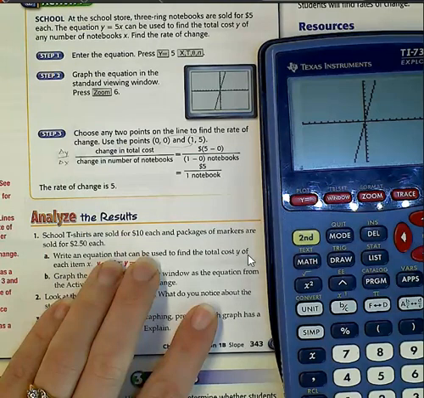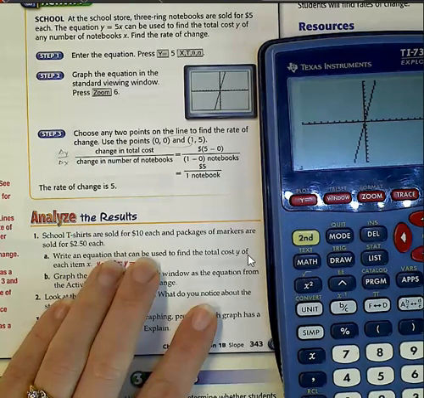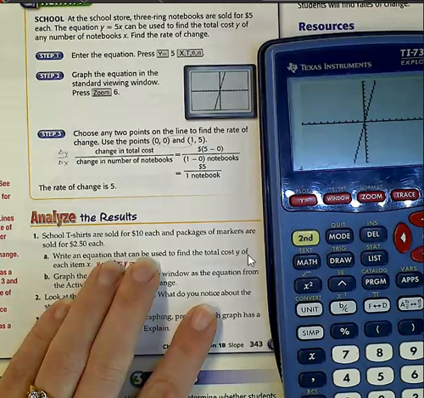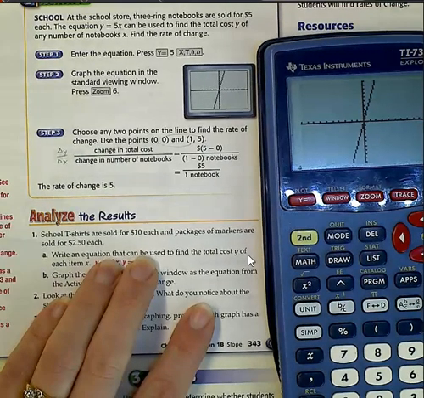Isn't that what I said? $2.50. Oh, I'm sorry. $2.50. Thank you. $2.50. That'd be an expensive marker.